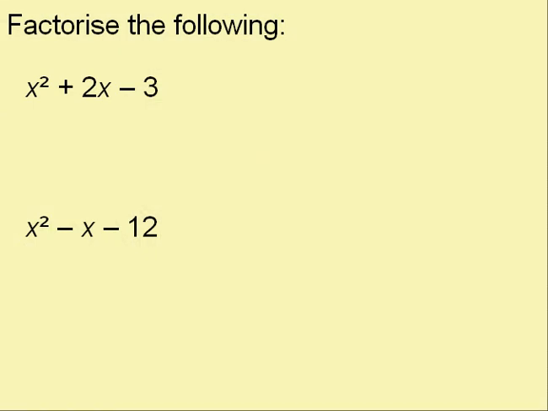Now you might have noticed that in all the questions we've done so far, all the signs have been positive. What happens if we've got negatives? Well, actually, we use the same method. So we start in the same way, with two sets of brackets because it's a quadratic, with an x in each. We then want two numbers that multiply together to make minus 3. Because it's negative, that tells us one of them will be a minus.